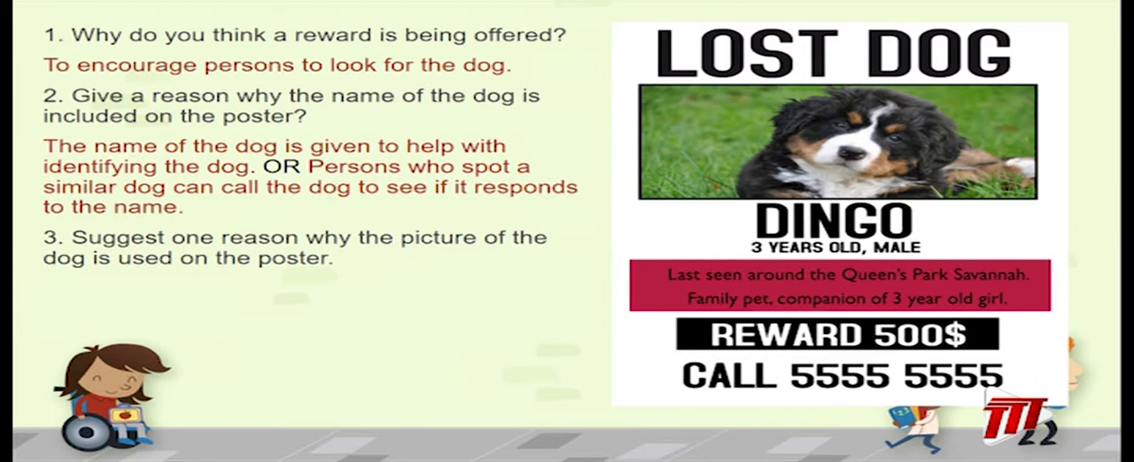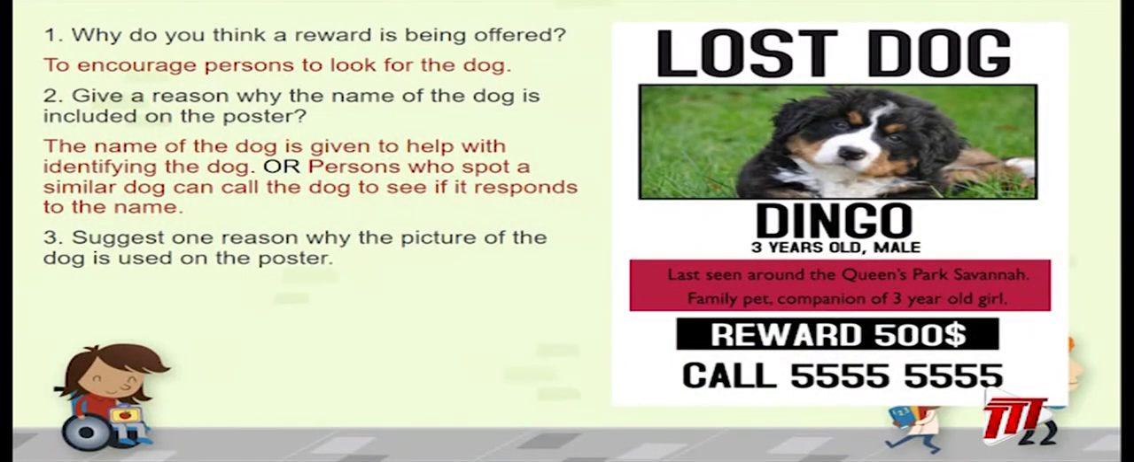Finally, let's consider question 3. State one reason why the picture of the dog is used on the poster. From your experiences, you know that if you see a picture of something, then you will be able to easily identify it at some point in the future. So, we can infer that a picture of Dingo was presented in the poster to help us to identify him or to spot him easily if we see him.